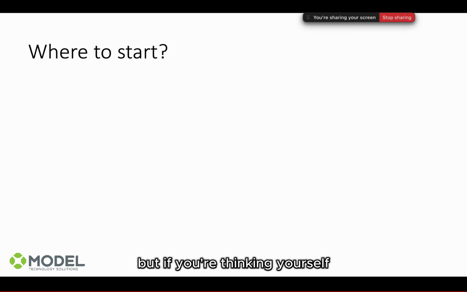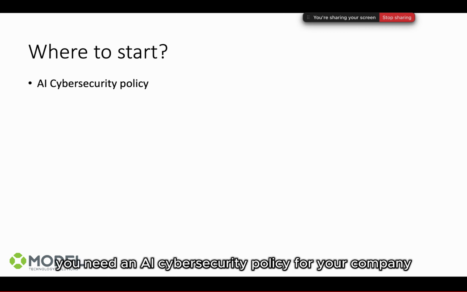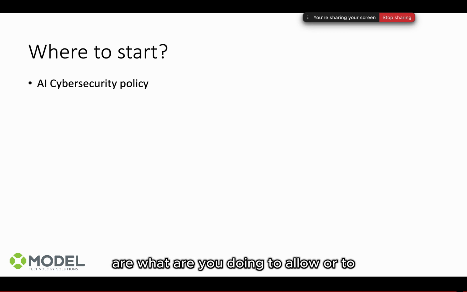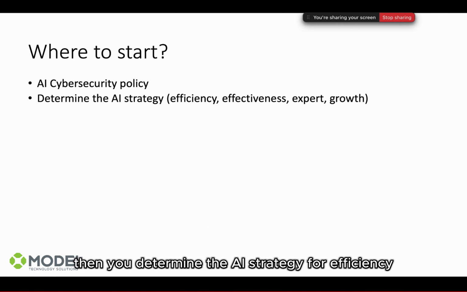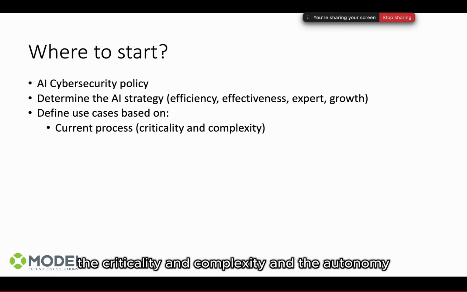But if you're thinking to yourself, where do I start? Here's where I would start. First and foremost, you need an AI cybersecurity policy for your company. What are you doing to allow or to prevent people from using AI in your organization today? Then you determine the AI strategy for efficiency, effectiveness, an expert model, or a growth model. Define the use cases based on the current process, the criticality and complexity, and the autonomy.